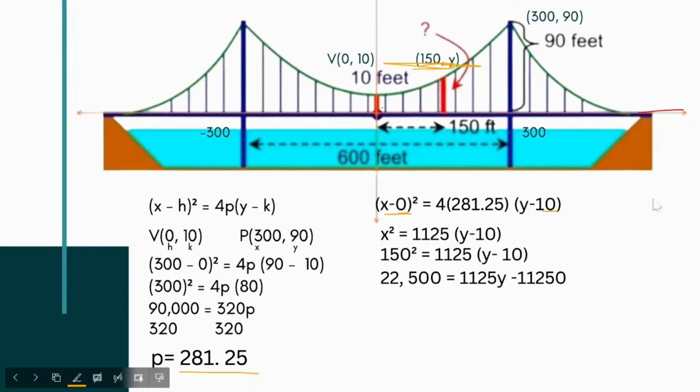We need to distribute the 1,125 times y minus 10. Multiplying 1,125 by y and by negative 10, we have 1,125y minus 11,250, because 1,125 times negative 10 equals negative 11,250.